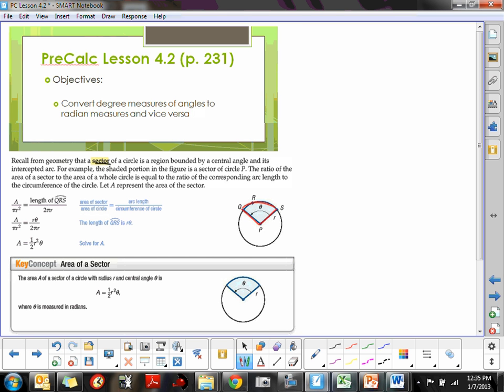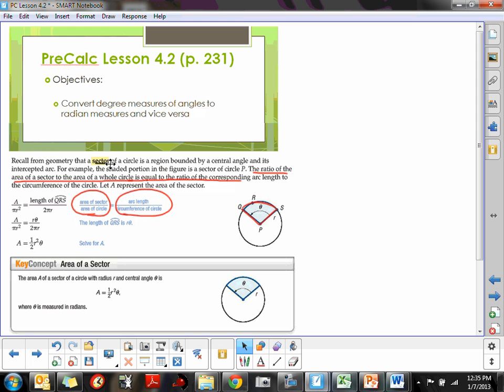Then we want to be able to find the area of this sector. Now they want us to use a formula here, and there are other ways of finding it, but I'll stick to what they're showing us. They say the ratio of the area of the sector to the area of the whole circle is equivalent to the arc length of the sector to the circumference of the whole circle. So they're comparing parts to whole every time.